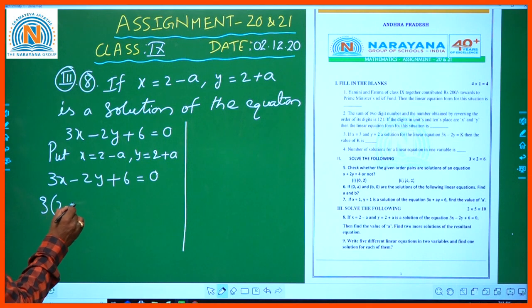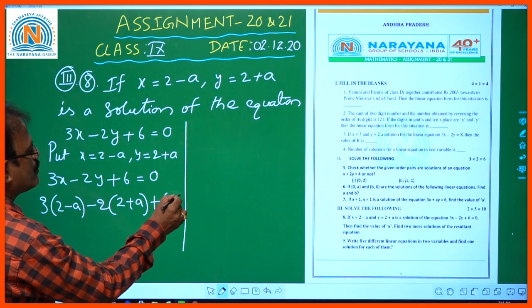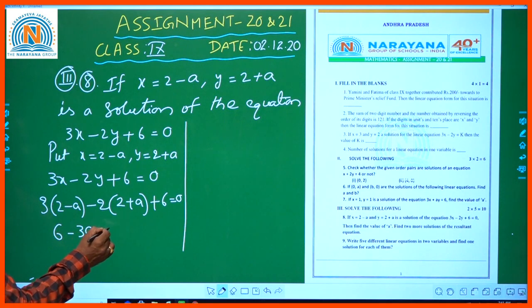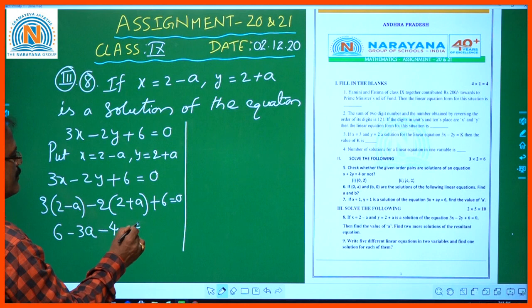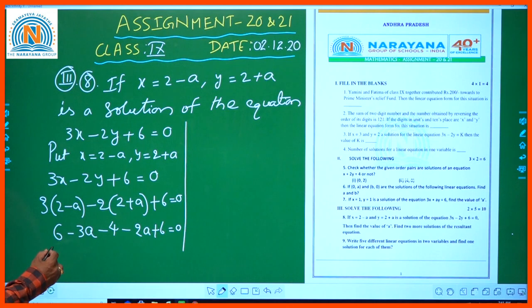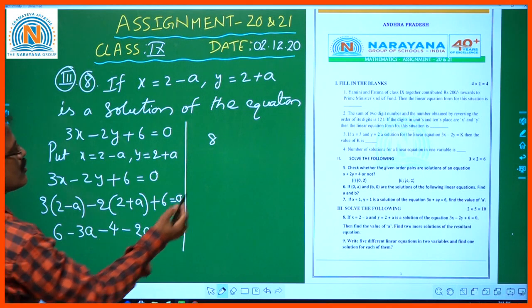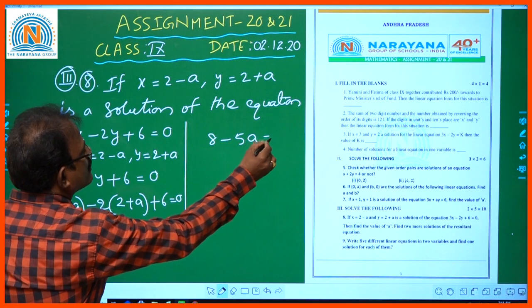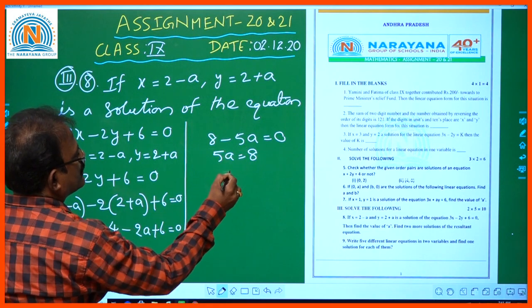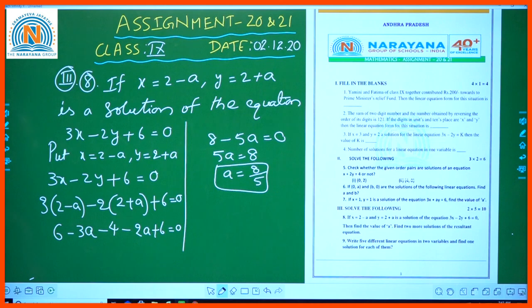3 into 2 minus a, minus 2 into 2 plus a plus 6 is equal to 0. So 3 times 2, 6, minus a, minus 2 times 2, 4, plus a, plus 6 is equal to 0. Now 6 plus 6, 12, 12 minus 4, 8, minus 3 minus 2, minus 5a is equal to 0. So 5a is equal to 8. From that, a is equal to 8 by 5. 8 upon 5. This is the value of a.